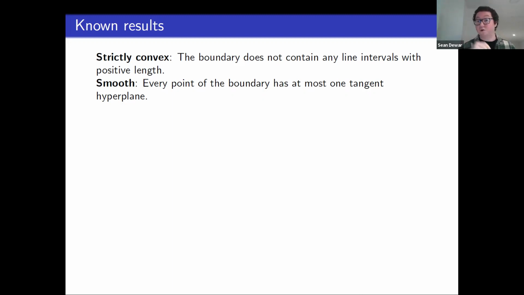And smooth means we're not going to have any corners. It means the boundary, if you pick a point on the boundary, you've got at most one tangent hyperplane, all right? So smooth is a bit of a weird term here because it's not smooth as in infinitely differentiable. It's a convex geometry term. It is closer to differentiable boundary than the term smooth suggests, but this is the terminology.